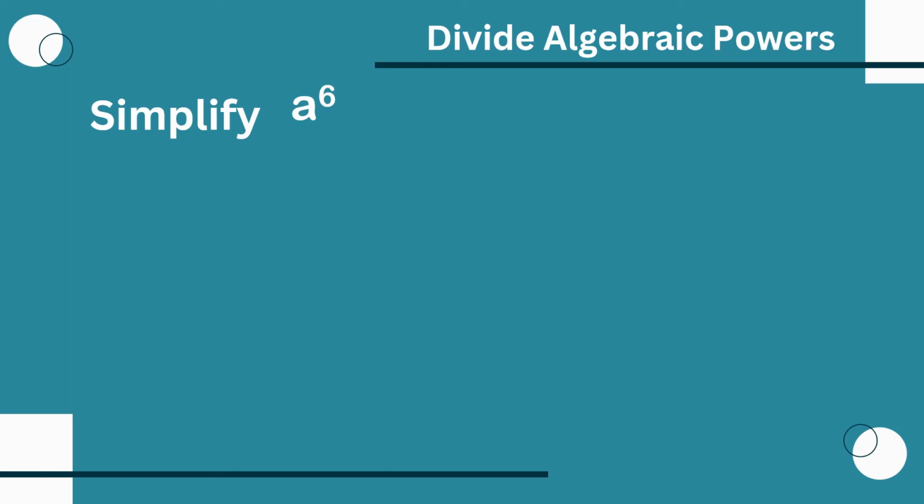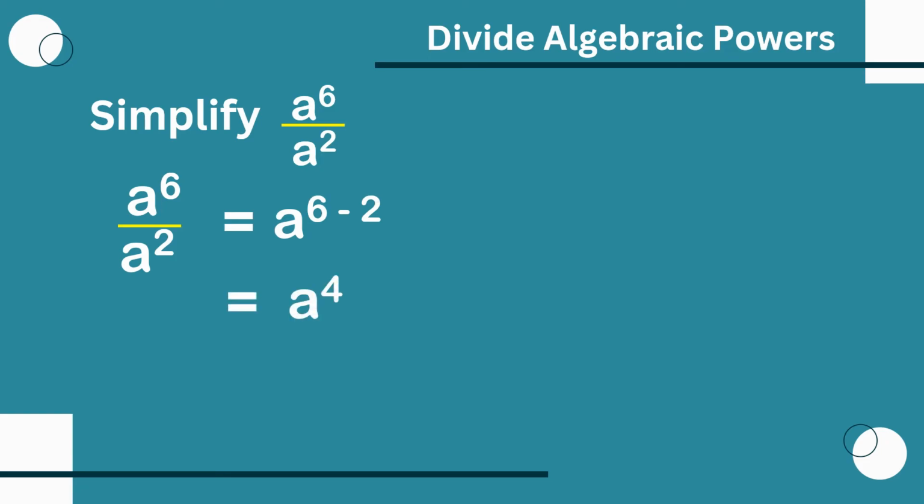Next, we're going to discuss dividing algebraic powers. For example, simplify a to the sixth divided by a to the second power. So, we have the same bases, then we're going to subtract exponents. So, a raised to the exponent of 6 minus 2, which is equal to a to the fourth power. And this is our final answer.